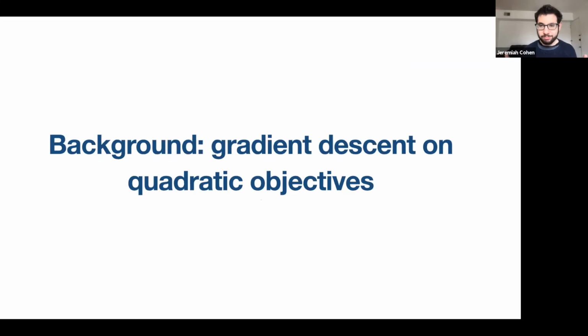Okay, so before I get to the neural net stuff, let me give some background information about how gradient descent behaves on quadratic objective functions. This is where I'll convey what I mean by unstable and where the 2 over eta magical threshold comes from.